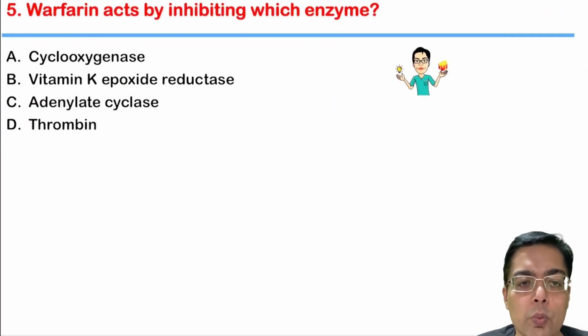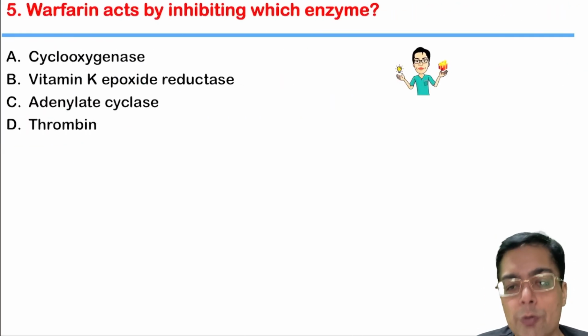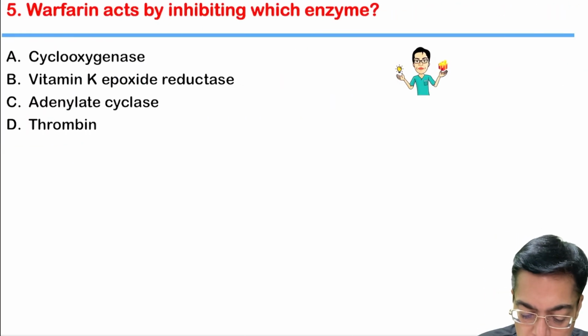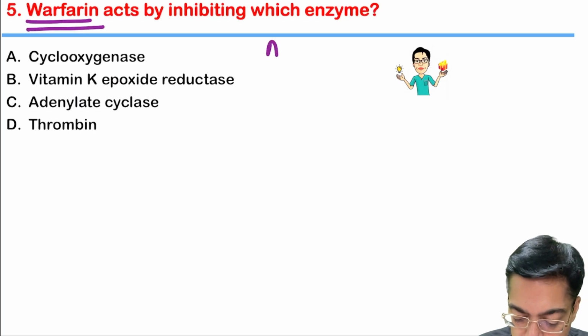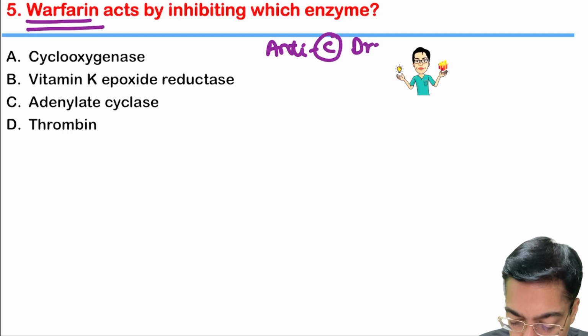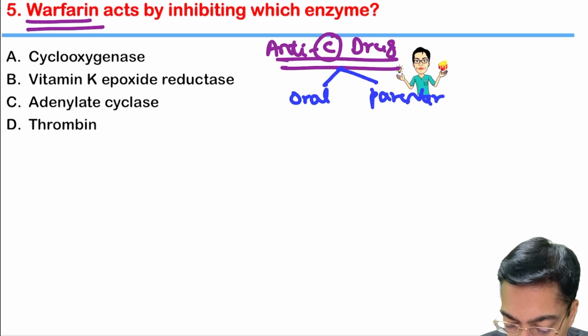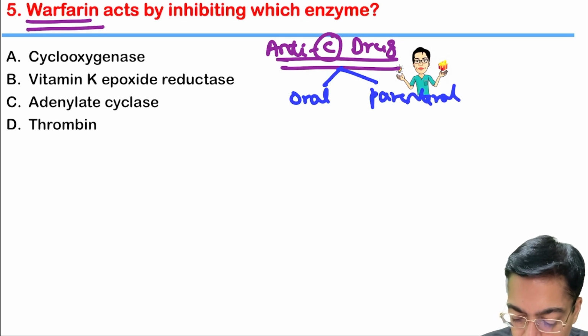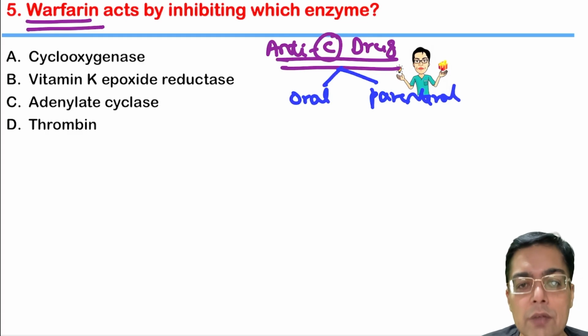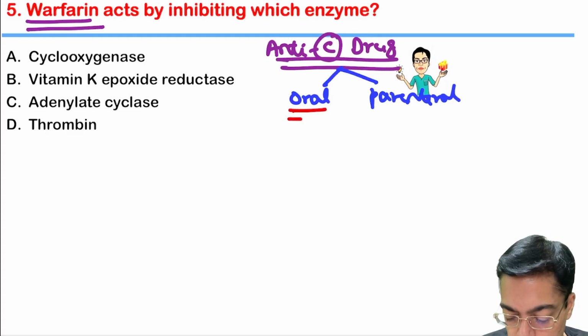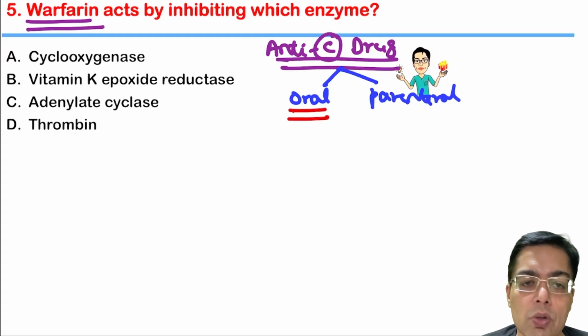Talking about the next one, warfarin acts by inhibiting which enzyme? Warfarin is an example of, please recall, which category of drug? Yes, we know. It is an example of an anticoagulant drug. Now, anticoagulant drugs can be given by two routes. Either they can be given by the oral route or they can be given by the parenteral route. Which of the two routes would you prefer for a drug like warfarin? The drug warfarin is going to be given by the oral route. It's a very, very important orally effective anticoagulant drug.